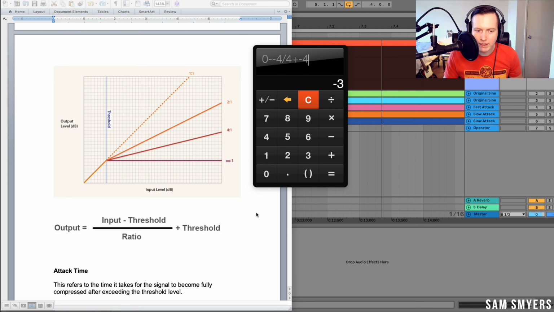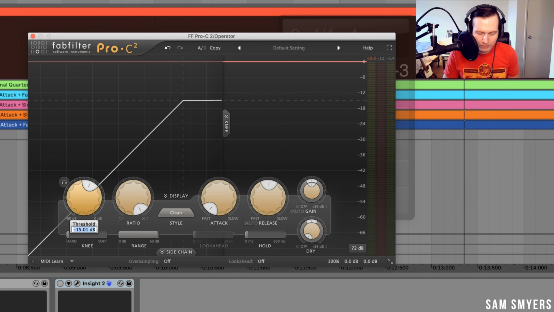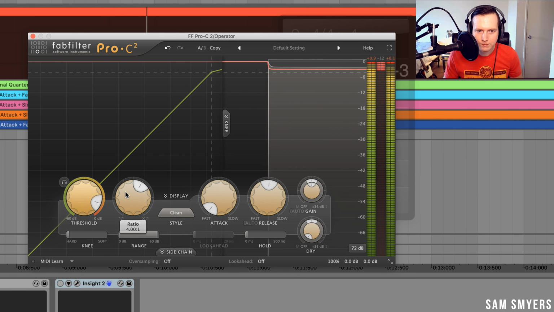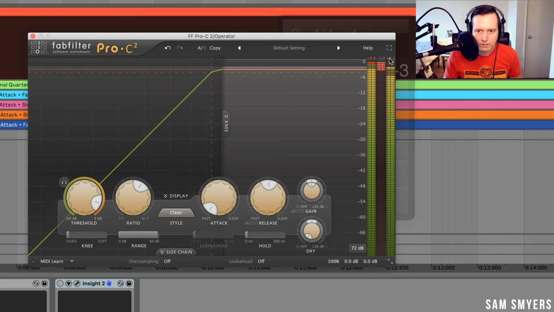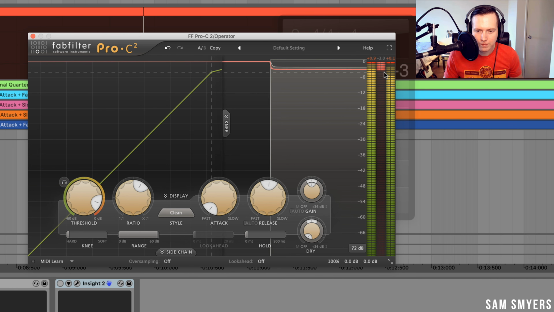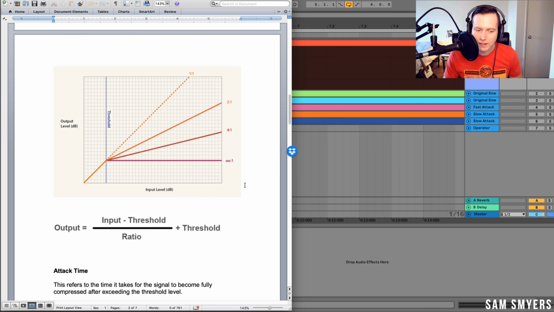Let's go ahead and apply these settings to our compressor. Threshold is going to be negative 4. Ratio is going to be 4:1. Now let's go ahead and play the sine wave and see what our output is. So looking at this meter, we see that the output is negative 3 dB. So using that formula is an easy way to figure out the amount of gain reduction you are applying to your signal. Let's now go over attack time.